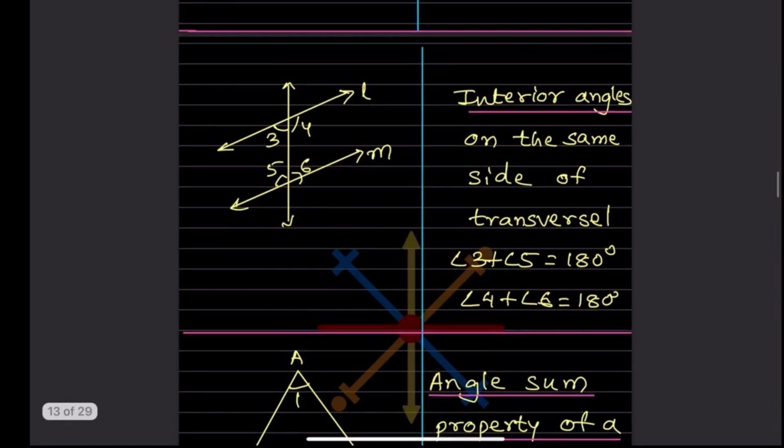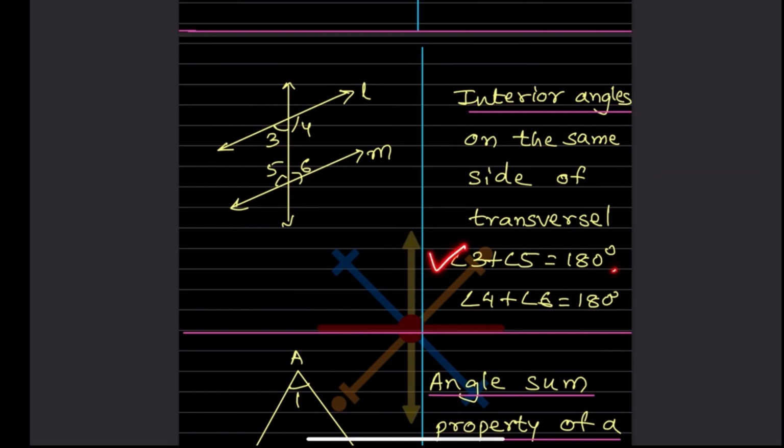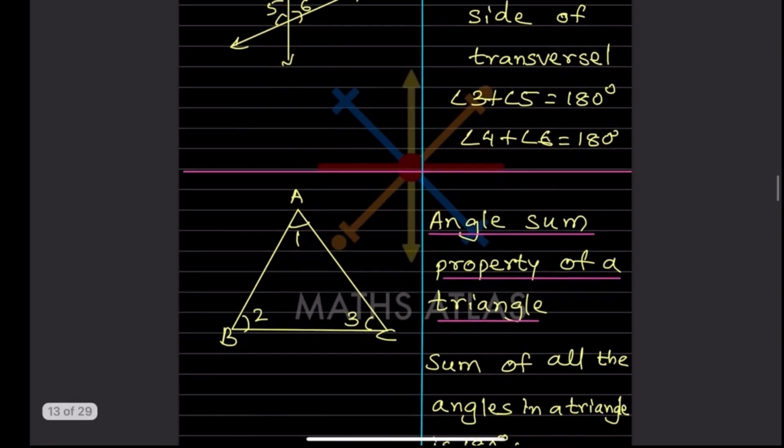So now what we can see here is that interior angles, when you add these two of them on this side of the transversal, they should be 180 degrees, and when you add this 4 plus 6, it should be 180 degrees. So interior angles on the same side of the transversal, these both should be 180 and these both should be 180. So angle 3 plus angle 5 is 180, angle 4 plus angle 6 is 180.